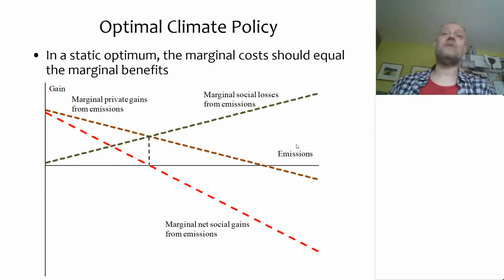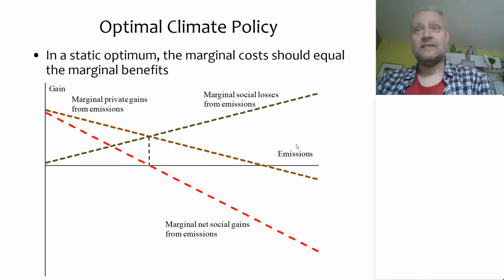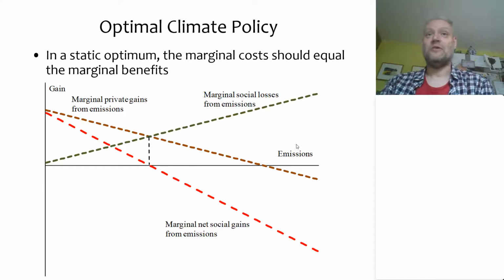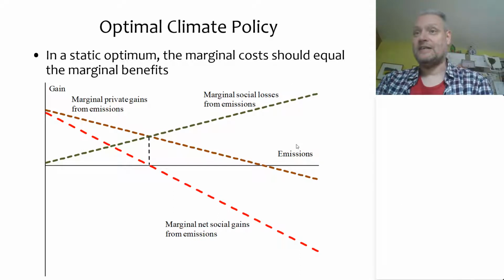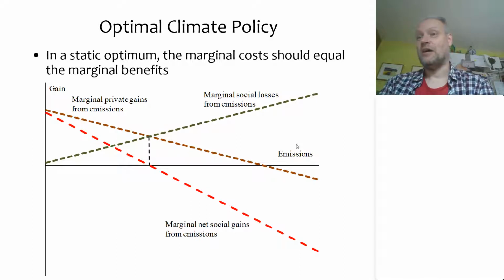So what you do in a cost-benefit analysis is essentially you set the marginal cost equal to the marginal benefits, and that's pretty straightforward if we have a static problem. So in brown you're looking at the marginal private gains from emissions, or rather from energy use, and at a certain point they go to zero, and that is where the unregulated equilibrium would be.